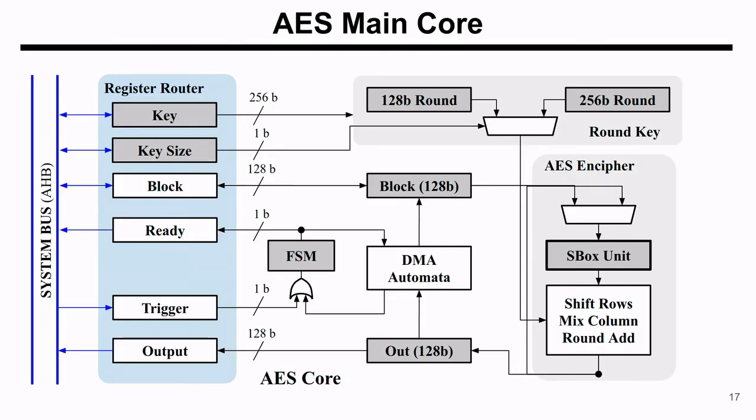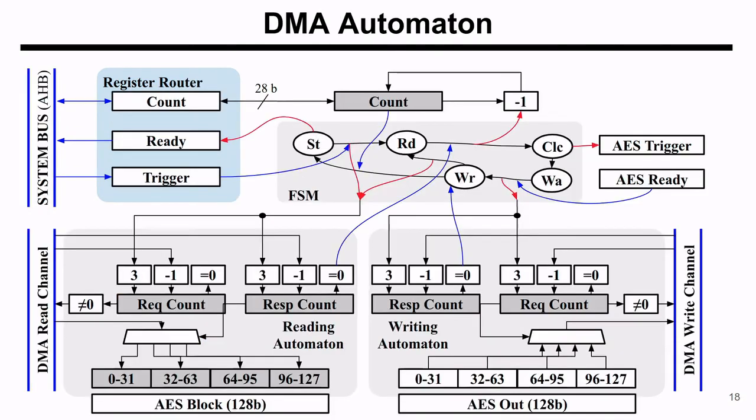This is the architecture of the AES core. It includes a DMA automaton to push the block for ciphering, but can be used as a standalone memory-mapped AES engine. The DMA automaton is provided with a state machine for reading and writing chunks of 128 bits from the main memory. This procedure of reading and writing is monitored by several counters.